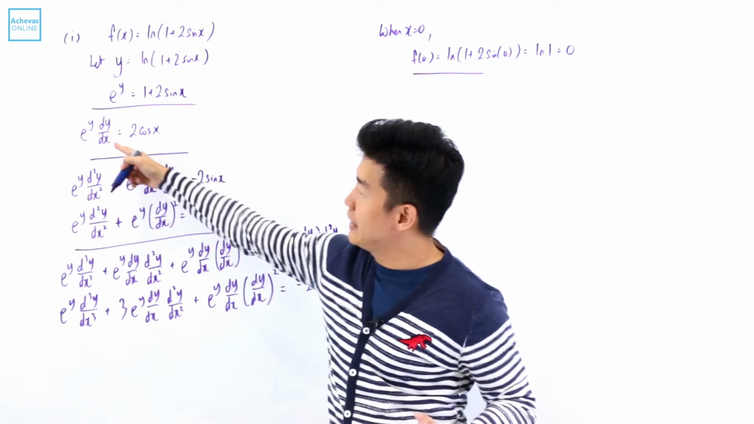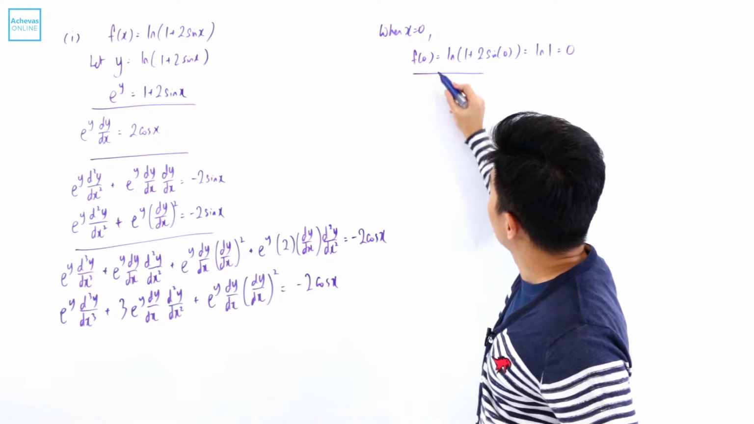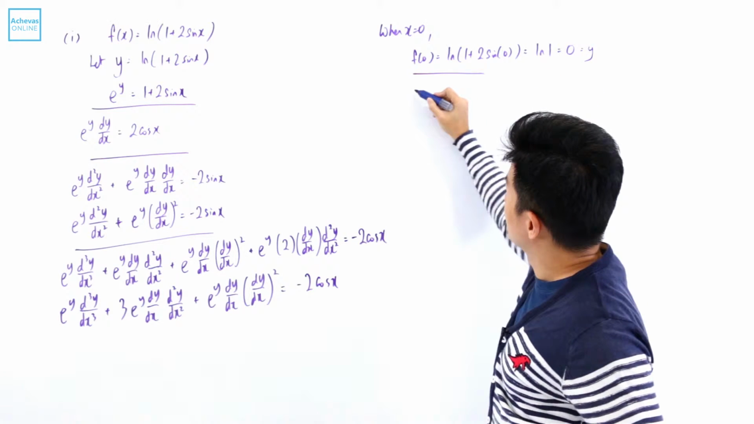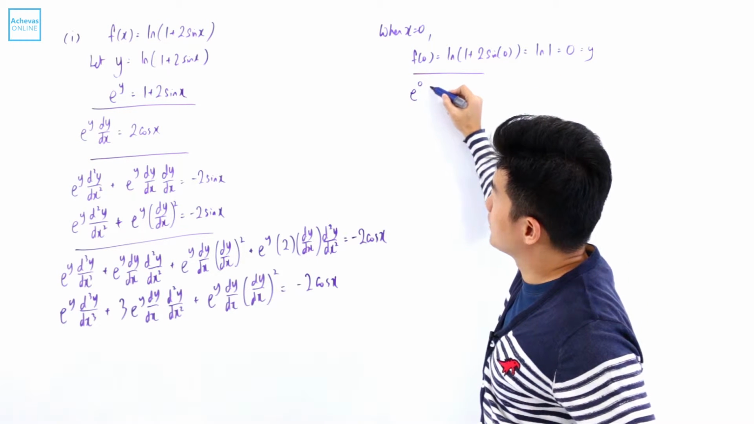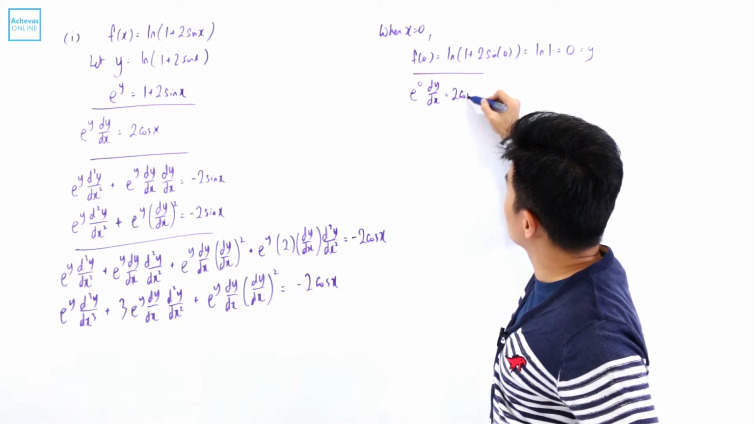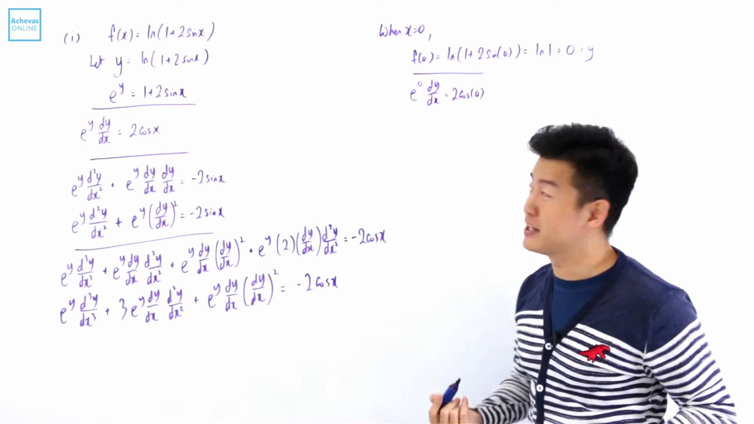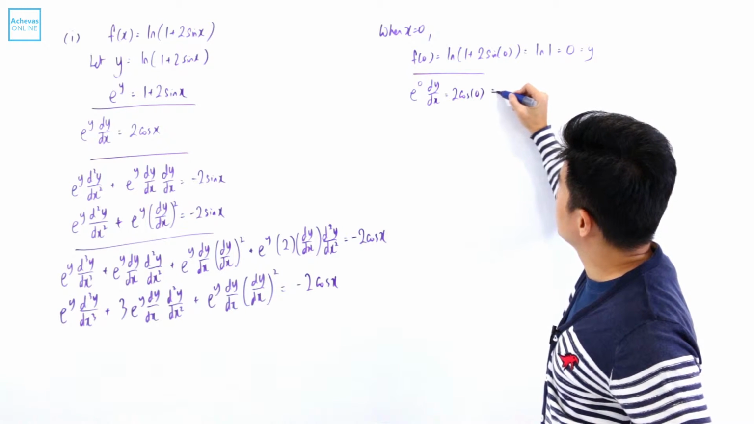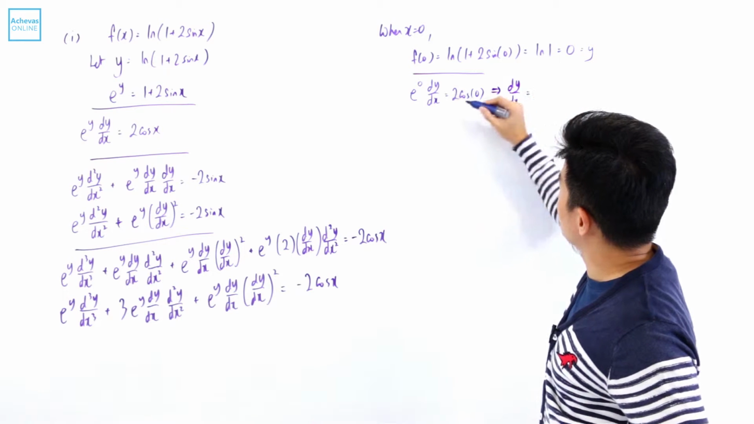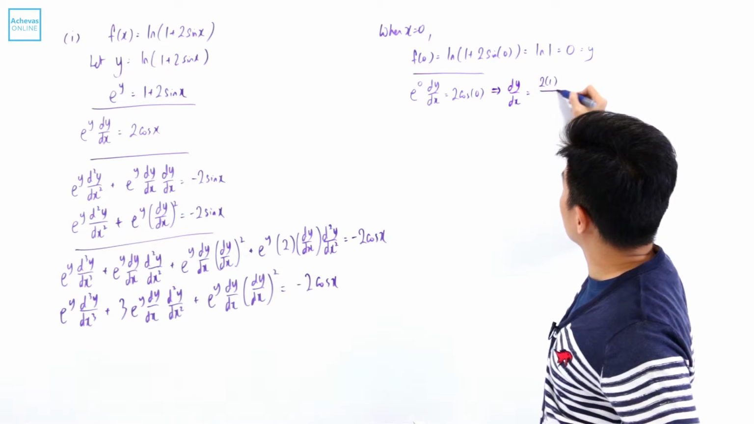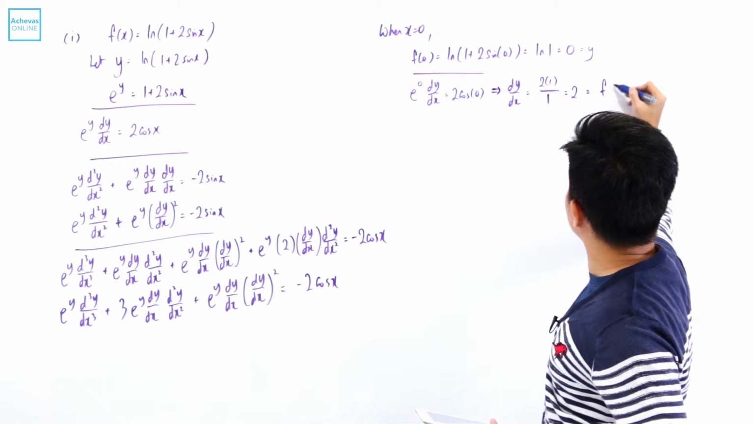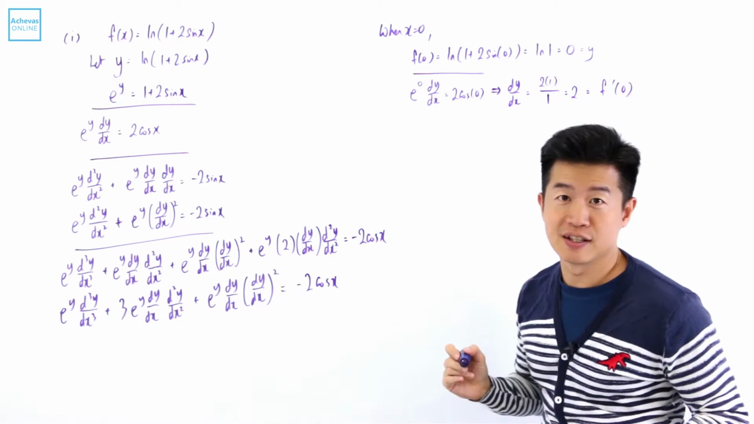So substituting x as 0. When x is equal to 0, in fact y is equal to 0. So it is going to be e to the power of 0 dy/dx is equal to 2 cosine of 0. Cosine 0 is 1. So this tells me that dy/dx is going to be equal to 2 multiplied by 1 divided by e to the power of 0, which is 1. This is 2, and this is going to give me f'(0).